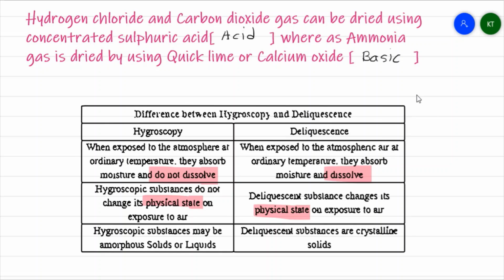Then, hygroscopic substances may be amorphous solids, meaning they do not have a definite geometrical shape, whereas deliquescent substances are by default crystalline solids, because most of them are hydrated salts. Most of the deliquescent substances, if you look at the examples, are basically hydrated salts.